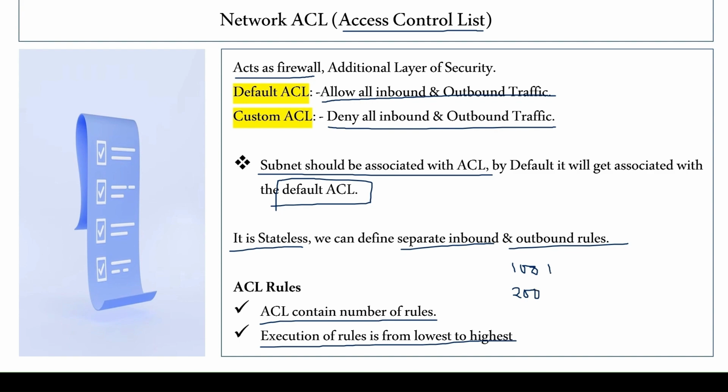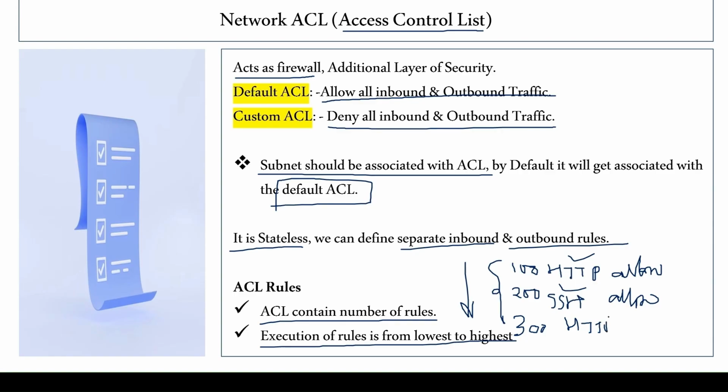So in 100 number I am writing that the HTTP rule for the inbound is allowed, and 200 is SSH, in the inbound is allowed. So first it will allow the HTTP and then it will allow the SSH. So it will follow like this. Suppose in 300 number I have written HTTP is deny, so it will ignore this because it has already executed HTTP allow, so it will not follow. So it should be in that order, and AWS recommends to start from 100.